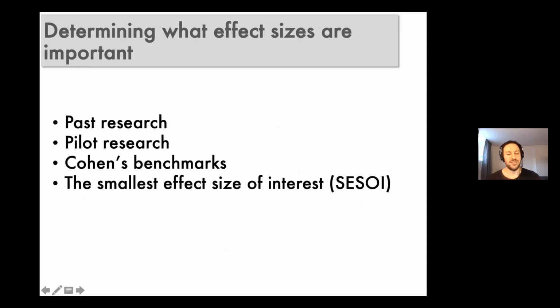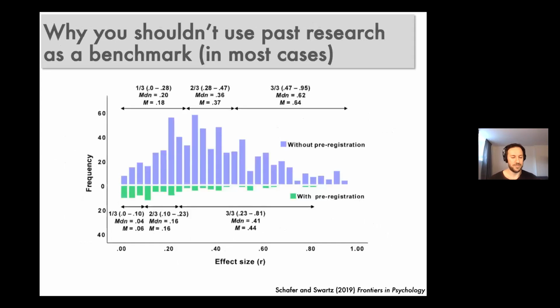Okay, and there's a few ways that you can do this, which we're going to go through, which is past research, pilot research. So you may think, oh, I'm going to do a pilot study in order to actually look at the sort of effect sizes that are realistic. There's Cohen's benchmarks of small, medium, and large effect size, and there's also the smallest effect size of interest as well. Okay, so this, I think, is the next few slides are probably the most important slides of the whole talk. So if you're going to pay attention, now.